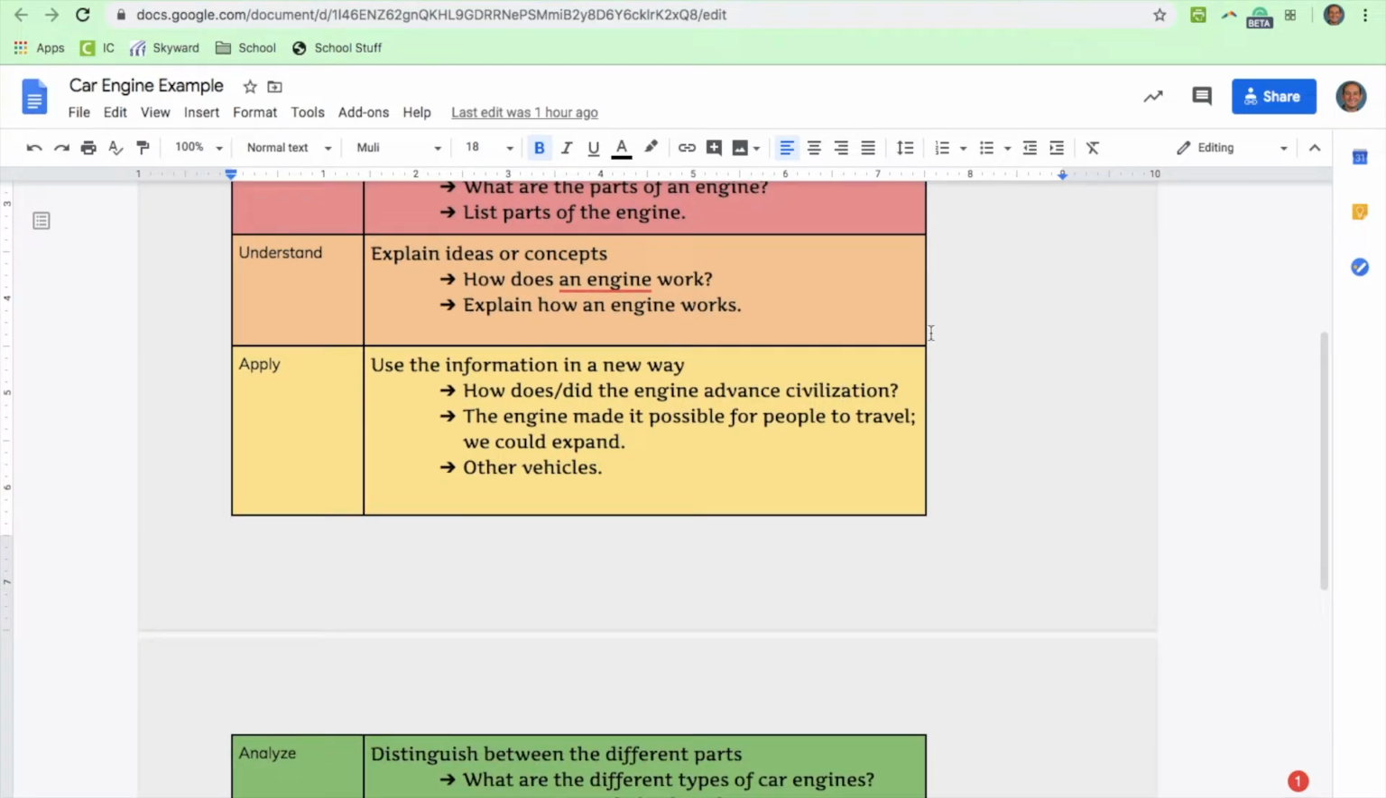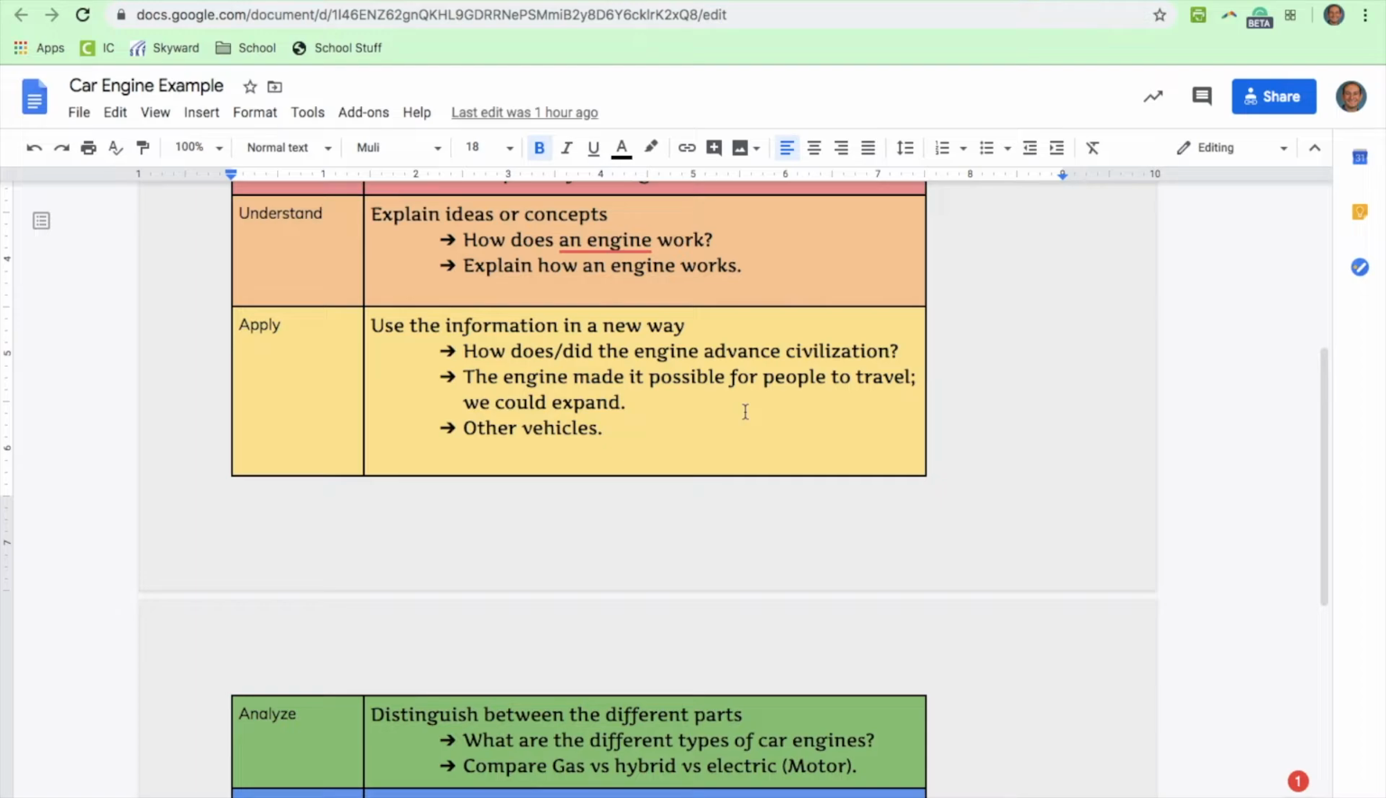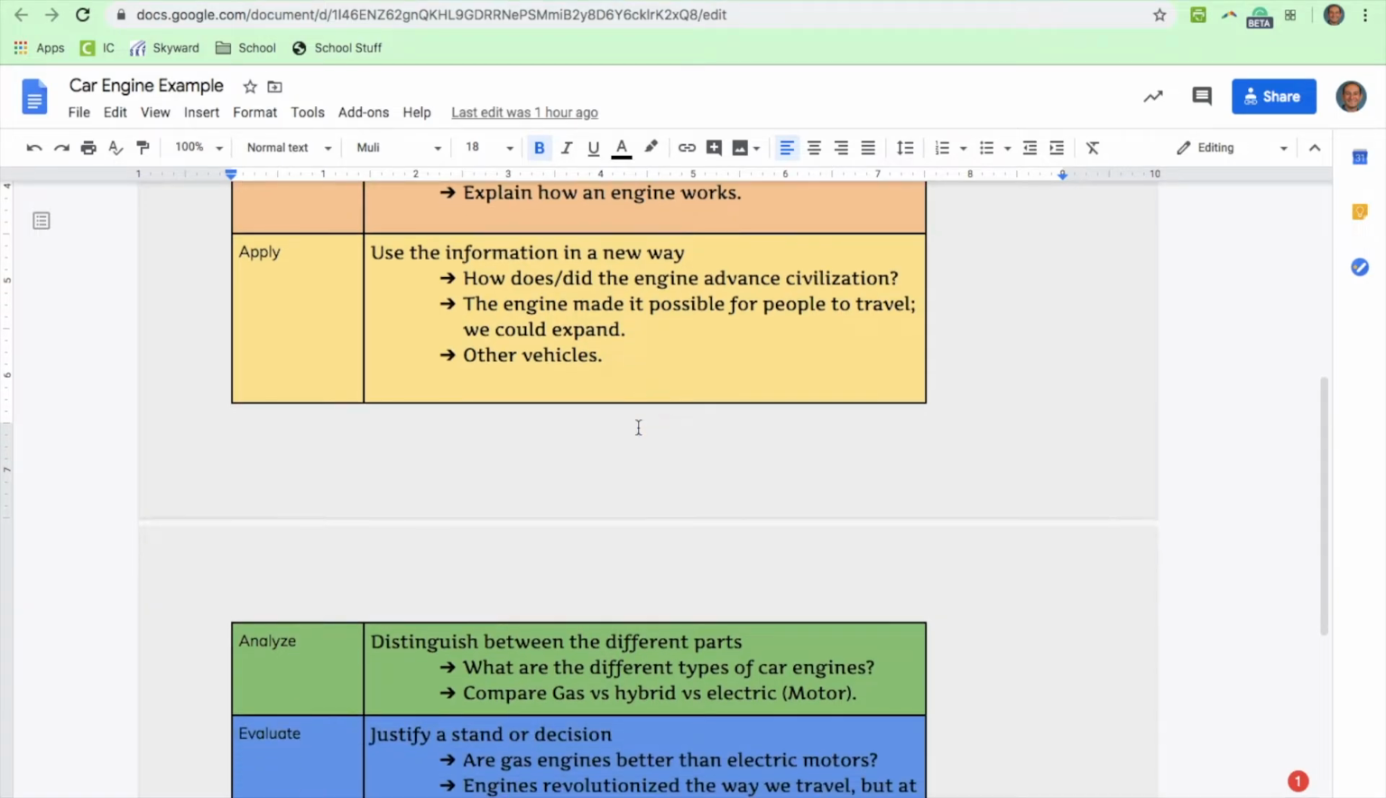From there, going deeper, apply. Use the information in a new way. So now that you know how a car engine works, how does or did the engine advance civilization? The engine made it possible for people to travel. We could expand. Or talk about other vehicles.